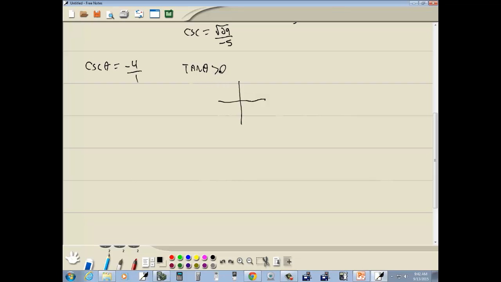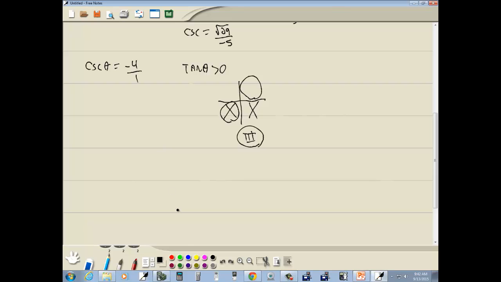Tangent is greater than 0. Well, tangent is greater than 0 when the signs are the same. When the x and the y are both positive or both negative. Well, they're both positive here and they're both negative here. Now cosecant is equal to r over y. And r is always positive, so we're basically saying y is negative. Y is negative here and here. So where they're both true is quadrant 3. So that's where I'm going to be working.